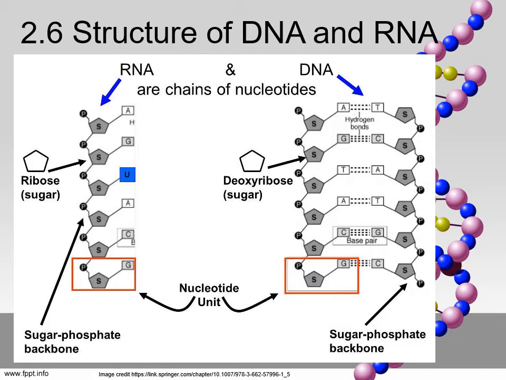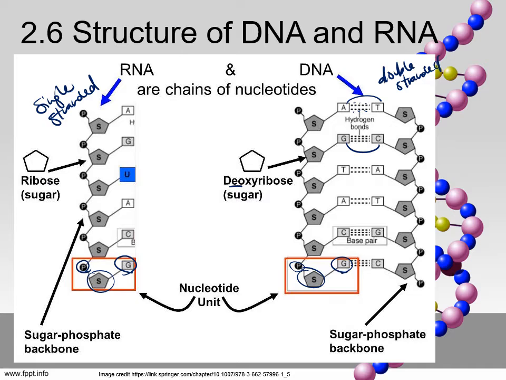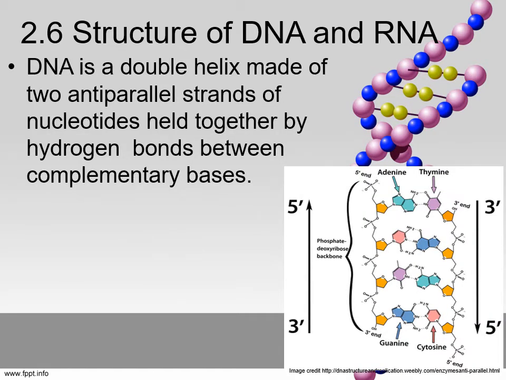Some other differences: DNA is double-stranded, and we have complementary base pairs being held together by hydrogen bonds. Those complementary base pairs are adenine and thymine, cytosine and guanine. Our RNA is single-stranded most of the time. And again, we have that ribose sugar versus the deoxyribose sugar, but those nucleotides still have phosphate, sugar, nitrogenous base, phosphate, sugar, nitrogenous base. So now we're going to focus really just on DNA.